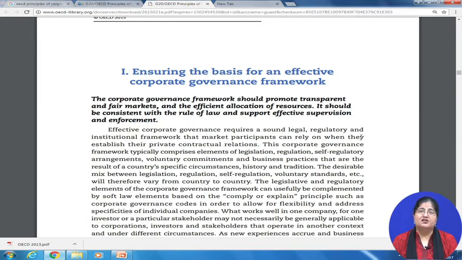Okay. The first principle here is ensuring the basis for an effective corporate governance framework. The corporate governance framework should promote transparent and fair markets and the efficient allocation of resources. It should be consistent with the rule of law and support effective supervision and enforcement. So, you first form the basis for transparency and fair markets and the efficient allocation of resources. It should be consistent with the rule of law. It should follow the law and support effective supervision and enforcement of the law. Effective supervision of processes and enforcement of the law.